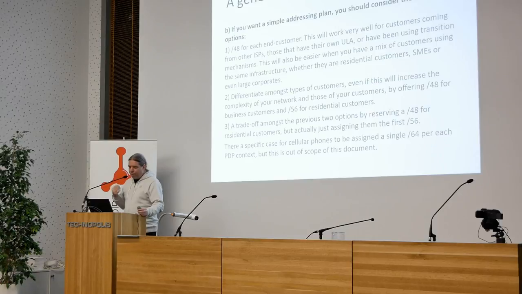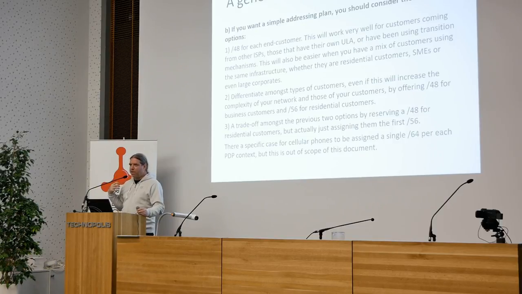Then, if you want a simple addressing plan, you should consider these three options. First, /48 for each end customer. This is the easiest one. We have enough space in IPv6, so don't worry. If you run out of space, go back to your RIR, go back to RIPE NCC, and ask for more space. If you do /48 for everyone, also under RIPE NCC policy they count your usage with the HD ratio, which I still don't understand properly, but somehow it works. They count on /48. If you say that you gave each of your customers a /48, they say fine, this is inside the policy, you're all good.